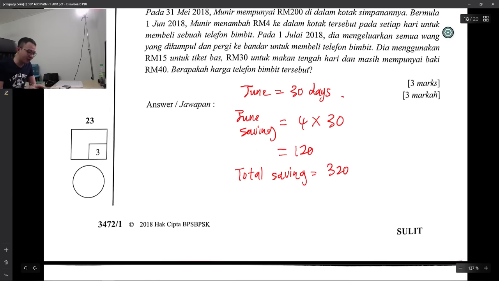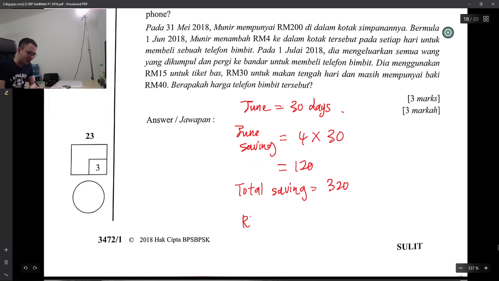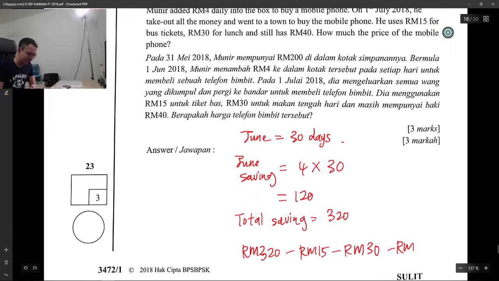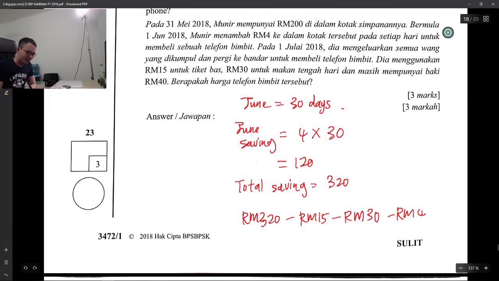So in order to know how much the phone is, I have 320, and then I will minus my bus ticket, I will minus my lunch, and then I minus my leftover, which is 40 ringgit. Then I will get my answer straight away from here. So 85, right? 320 minus 85. Then I will get the final answer, which is 235. Alright, this just uses common sense.